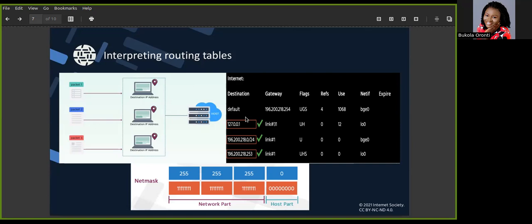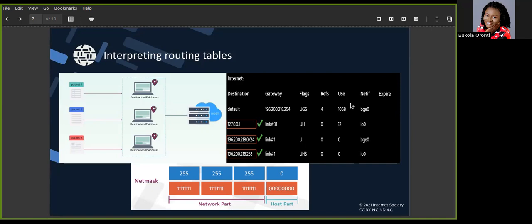Then we have REFs, which is known as references. So the numbers indicate the number of active references to that particular route. Then the next one, use. It means the number of counts or packets that have been sent using that particular interface. So looking at the image before us, for the default route, 1068 packets have used that route, that interface.